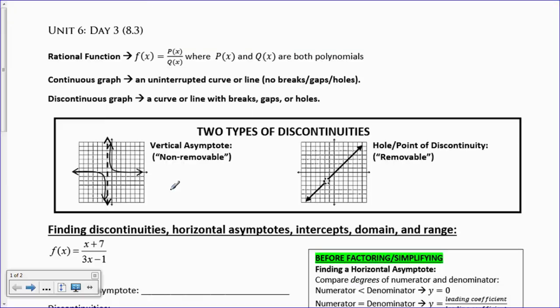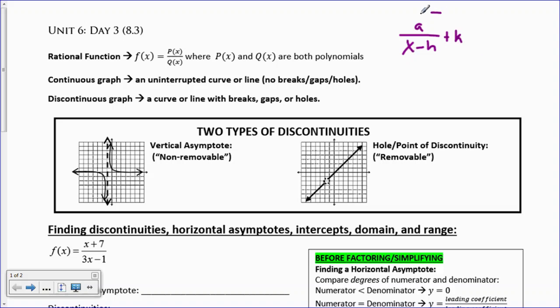Alright, today we're going to be learning how to graph rational functions that have a polynomial both in the numerator and the denominator. On day 2, we learned how to graph a reciprocal function, which looked like this, if you guys recall. Alright, with your a, h, and k.